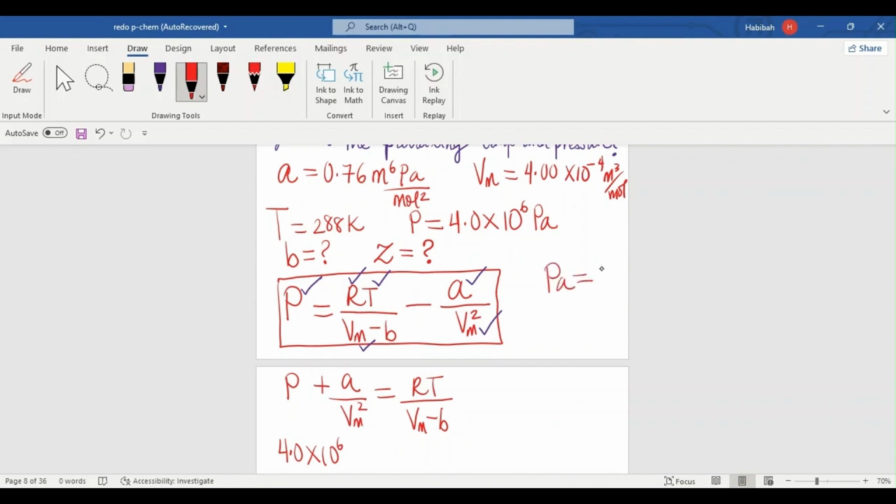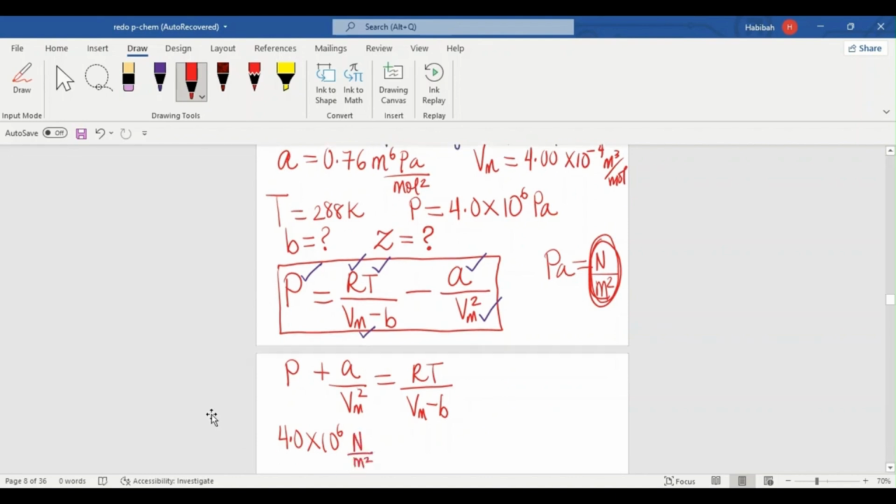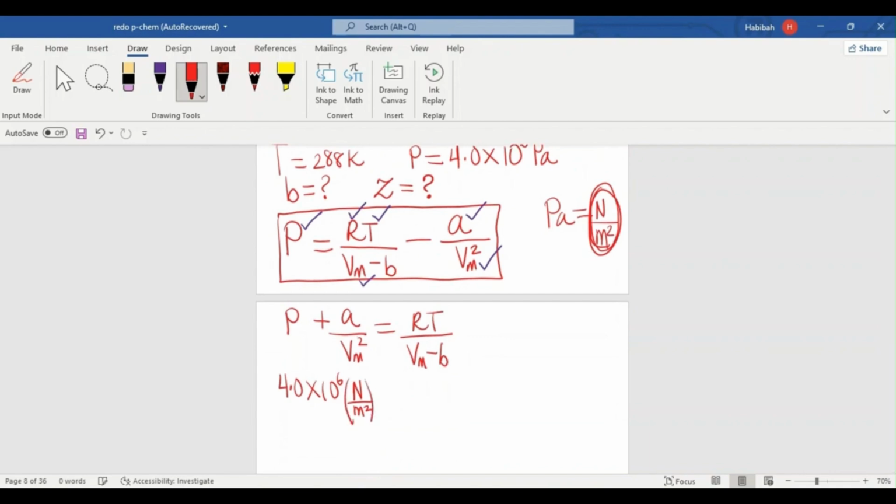But I want to quickly mention something. I'm not going to use Pascal when solving this, because Pascal is the unit for pressure and I cannot cancel Pascal out like that. So I'm going to use Newton per meter squared, which is another way of writing Pascal. Pressure is force over area, hence the unit for force is Newton and the unit for area is meters squared. Make sure you note that, because it's not going to be easy for me to cancel out Pascals. That's how it's going to be for everything. I'll put Pa here for Pascal so you know what's going on.